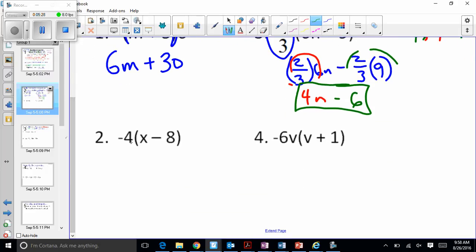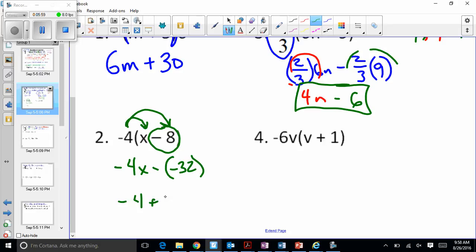Next, -4 times the difference of x and 8. So I distribute the -4 to each one of these, and I get -4x, and then I'm going to subtract a -32. But I can maybe speed things up a little bit by saying I'm going to multiply times a -8. So a -4 times a -8 makes a +32. So really, I can skip the step of having to combine these negative signs afterwards, subtracting a negative, and I can just say it's -4x plus 32.